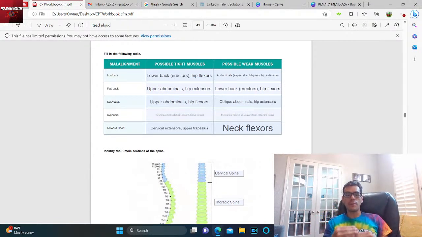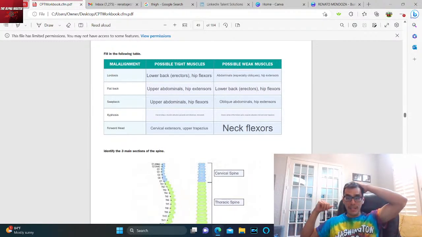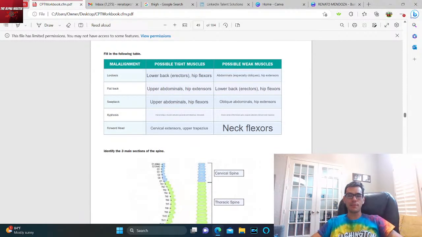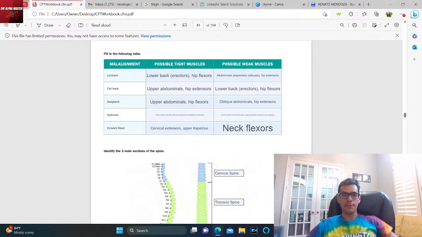So the flat back is opposite to lordosis. If in lordosis the lower back erectors and hip flexors are the tight muscles, then those are going to be the weak muscles for the flat back. And if the abdominals, especially the obliques, and the hip extensors are the possible weak muscles for lordosis, then you have the upper abdominals and the hip extensors as the possible tight muscles.